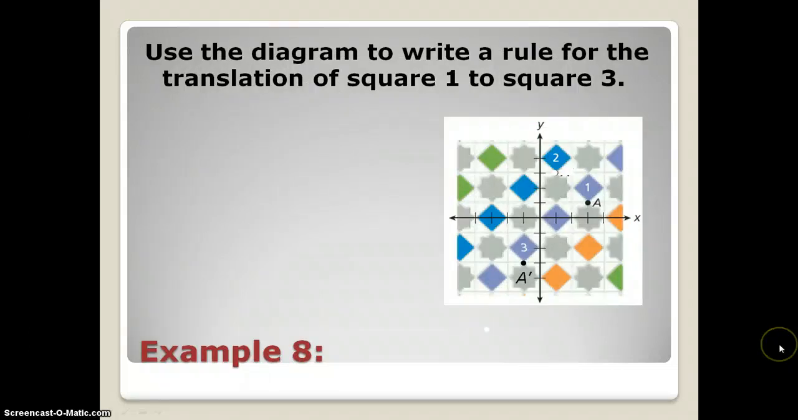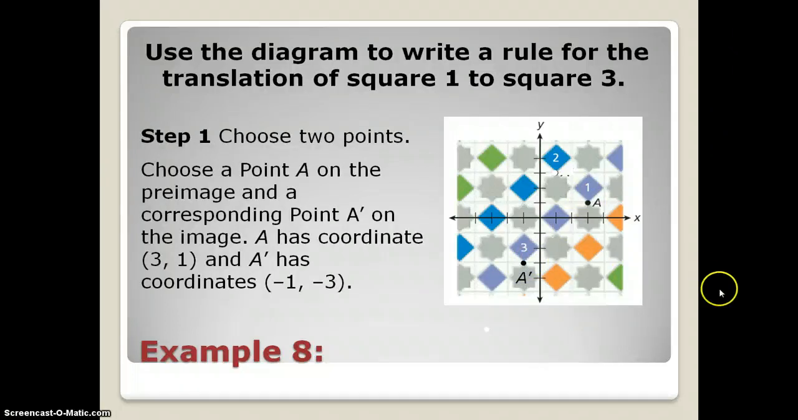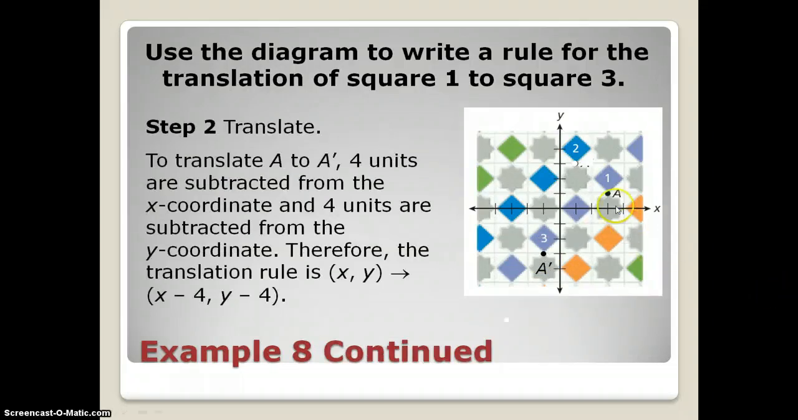One final example. Use the diagram to write a rule for the translation of square 1 to square 3. We have marked a point A on each one, A and A prime. A has the coordinate (3, 1). A prime is at (-1, -3). We count the units 4 units over to find where A prime would be, and 4 units down also to get to A prime. So our rule would be (x, y) mapped onto (x minus 4, y minus 4).